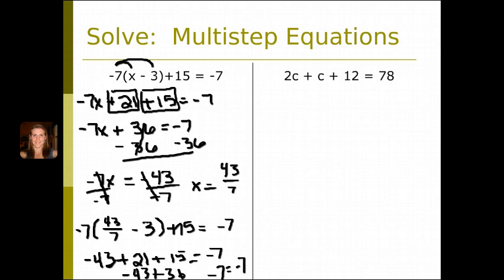All right, so let's look at our second example. In our second example, we do not have anything to distribute, so we can move on to the second step. Do we have any like terms on the same side of the equal sign that can be combined? In this case, we do. We have a 2c and a 1c. 2c's plus 1c give us 3c plus 12 equals 78.